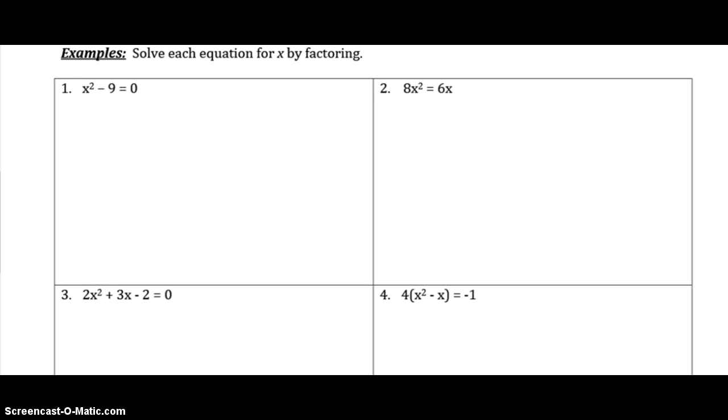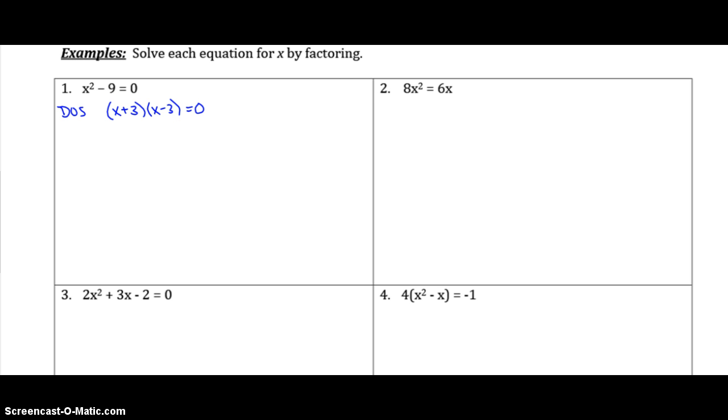So example number 1. We already have all terms on the left side and 0 on the right side, so we're ready to decide on our factoring strategy. 2 terms, both perfect squares, so this is a difference of squares. By now, you are expected to be able to do your factoring. If you are not able to do your factoring, you should be coming in for some extra help.